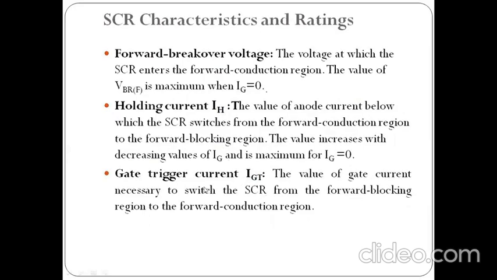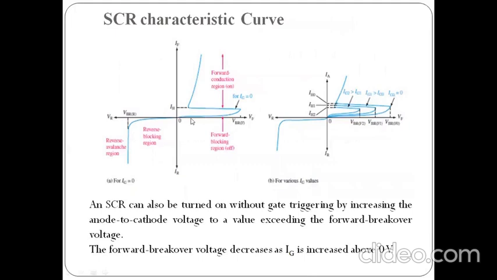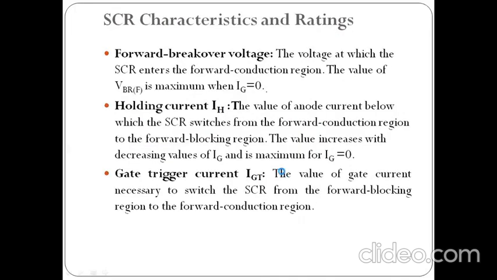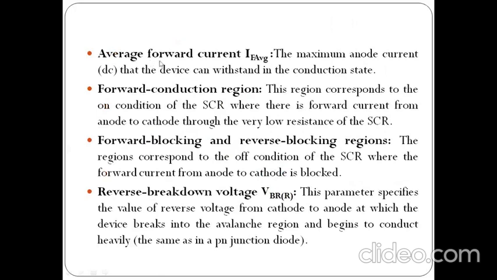The next is the gate trigger current IGT. This is the value of gate current necessary to switch the SCR from the forward blocking region to the forward conduction region. The next parameter is the average forward current, which is the maximum anode current that the device can withstand in the conduction state.